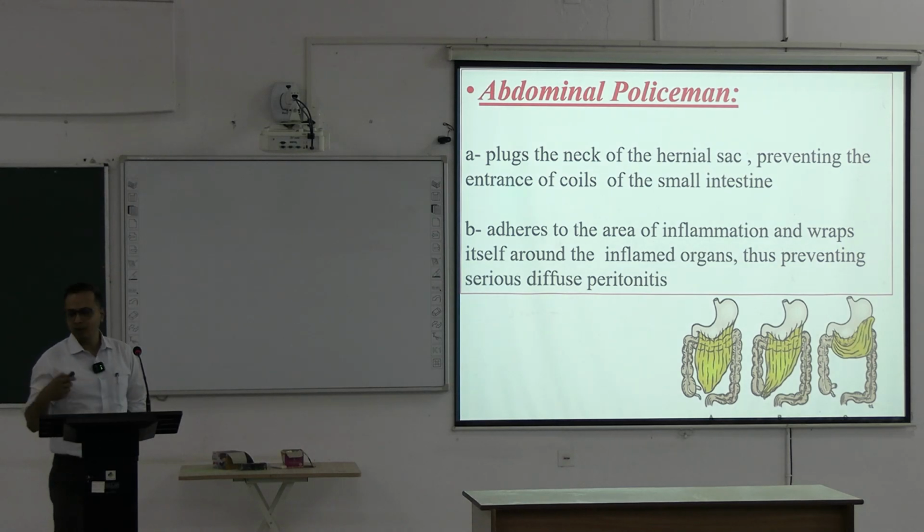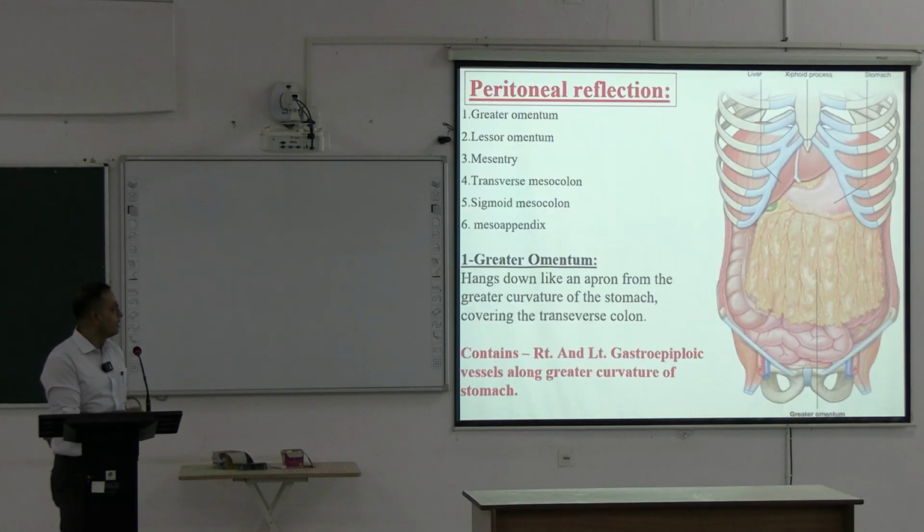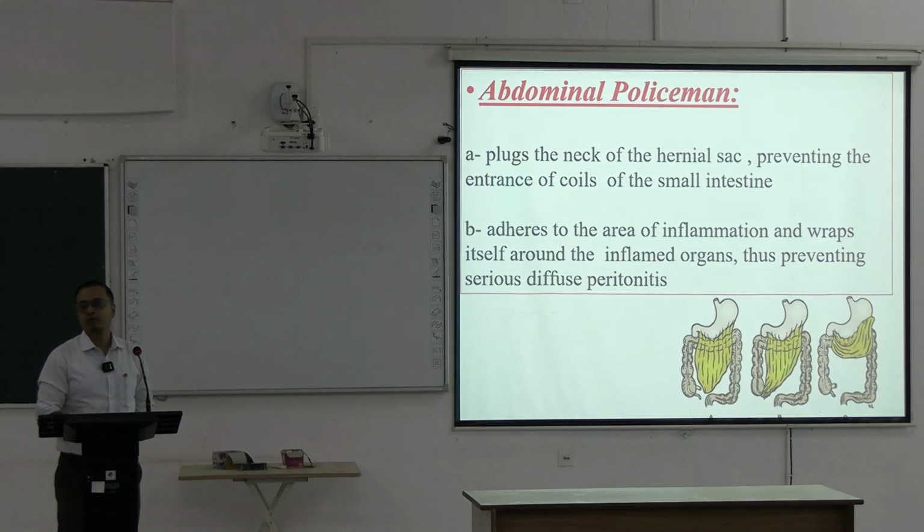If you have anything protruding out, we call it a hernia. If a hernia is coming out, the omentum tries to arrest that herniation and reaches that point. That is why we call it the abdominal policeman. It wraps around infections and any pathological thing that happens in the intra-abdominal cavity. So the greater omentum is a peritoneal reflection hanging down from the greater curvature of the stomach, which has a lower free margin, contains two blood vessels, and works as an abdominal policeman. This is in short a four or five liner about the omentum.